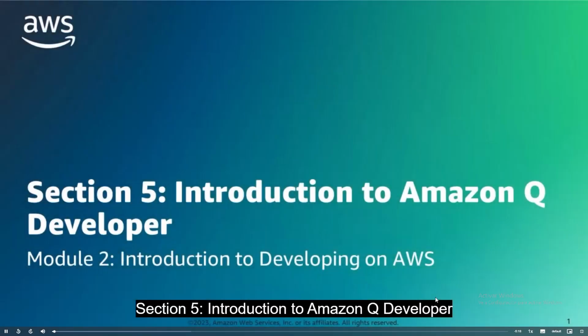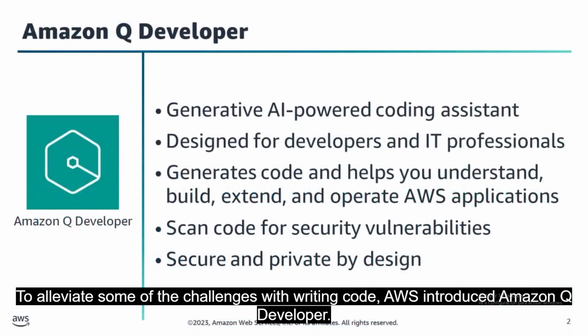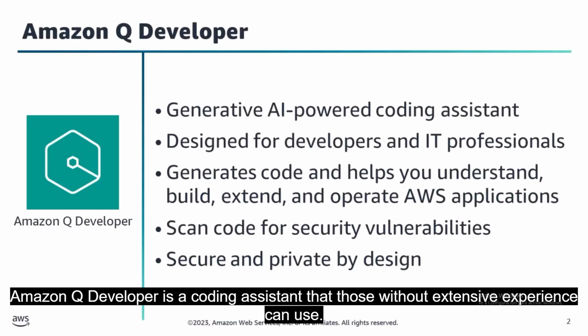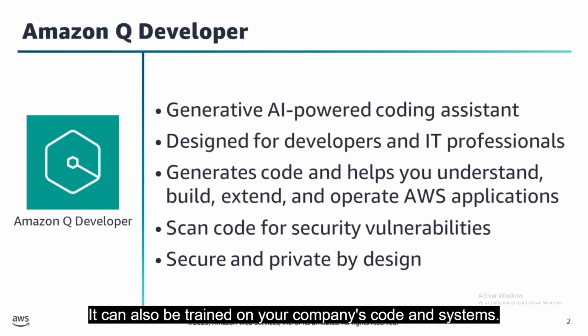Section 5, Introduction to Amazon Q Developer. To alleviate some of the challenges with writing code, AWS introduced Amazon Q Developer. Amazon Q Developer is a coding assistant that those without extensive experience can use. It is trained on years of high-quality AWS examples and documentation. It can also be trained on your company's code and systems.